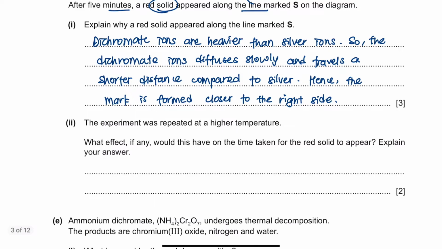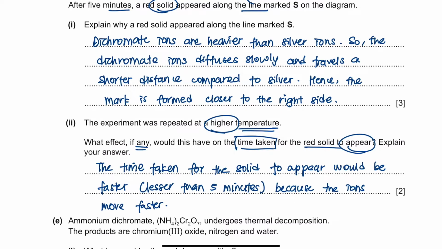Question 2. The experiment was repeated at a higher temperature. What effect, if any, would this have on the time taken for the red solid to appear? Now, similarly with the previous question, when temperature is increased, the particles gain a higher kinetic energy which causes them to move faster. So if they move faster, the time taken for the solid to appear would be shorter, which is less than 5 minutes because the ions are moving at a higher rate.